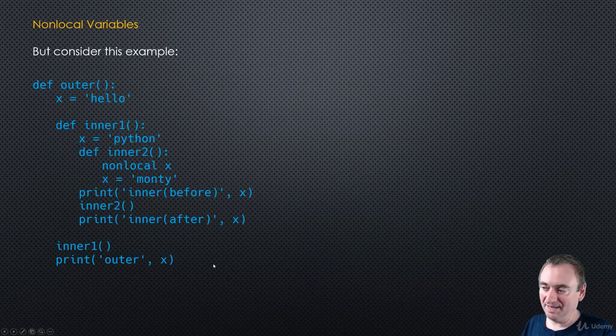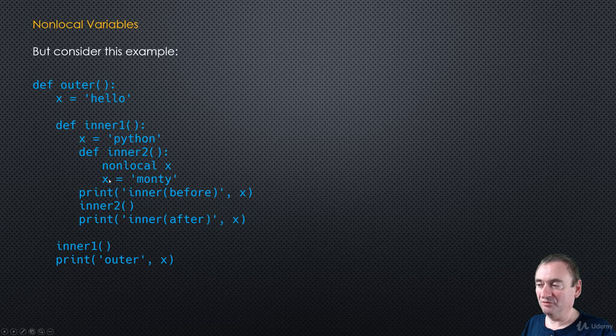But consider this example now. Here, def outer is defined as follows. x equals hello, local. x is local to outer. Then within outer we have inner1. x equals Python. That's an assignment. It is local to inner1. This x masks the x from the outer scope. Then we have def inner2 with non-local x, and we change x to Monty.